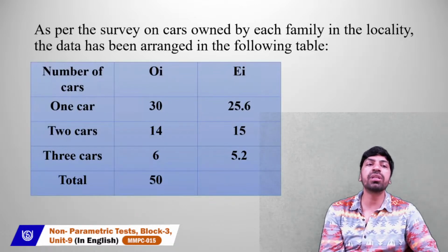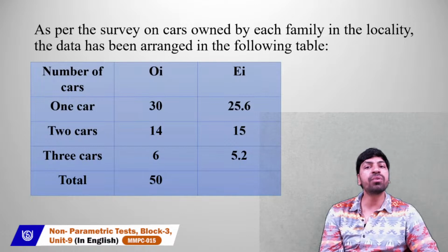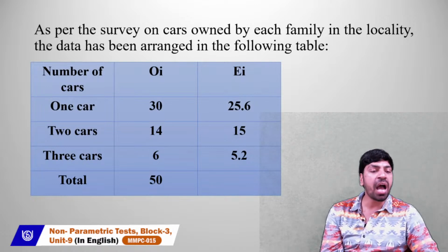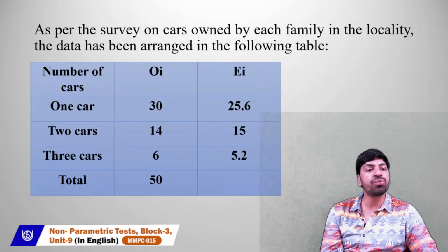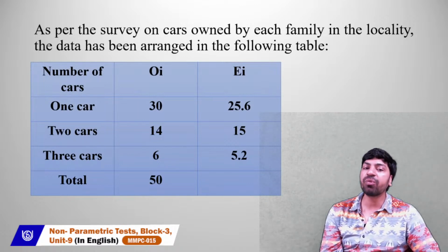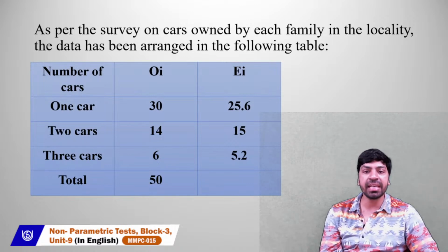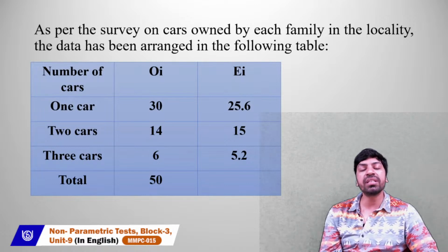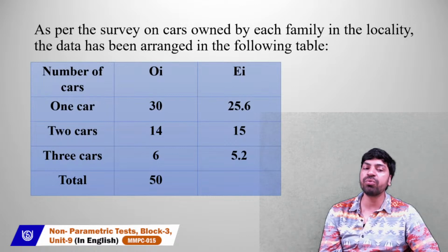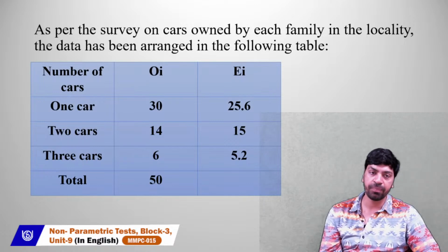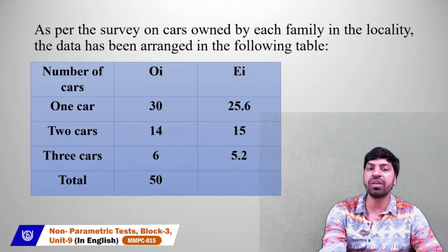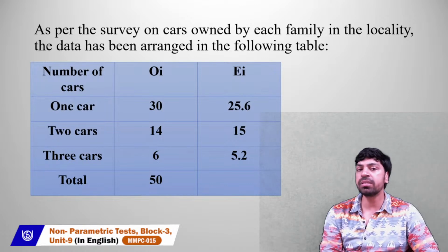So let's have a question. As per the survey on cars owned by each family in the locality, the data has been arranged in the following table. Now you need to calculate the chi-square value. The number of cars is already given, that is 1 car, 2 cars, 3 cars, and the observed frequency is 30, 14, 6, and the expected frequency is 25.6, 15, 5.2, and the grand total of the observed frequency is 50. So how to estimate the chi-square value, that we need to learn through this question.